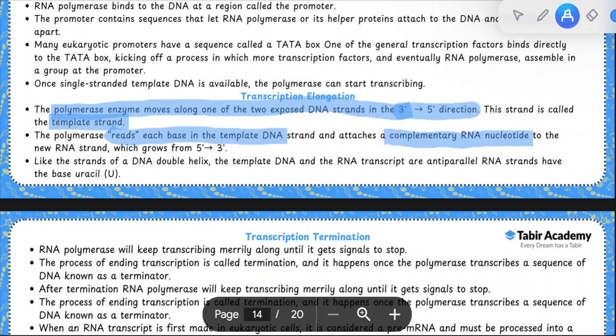इसकी हमने बात शुरू शुरू में की थी कि अगर आपके template strand पे G है तो आपके RNA में उसका complementary C आएगा। इसी तरह से अगर आपके template strand पे A है तो आपके complementary RNA strand में उसकी complementary nucleotide U आएगी। ठीक है ना, which grows from 5 prime to 3 prime. Like the strands of a DNA double helix, the template DNA and the RNA transcripts are anti-parallel. And RNA strands have the base uracil instead of the base thymine.